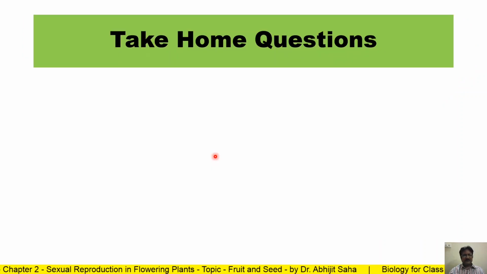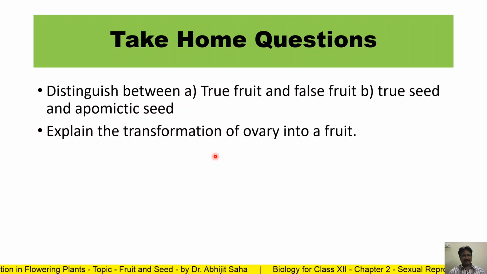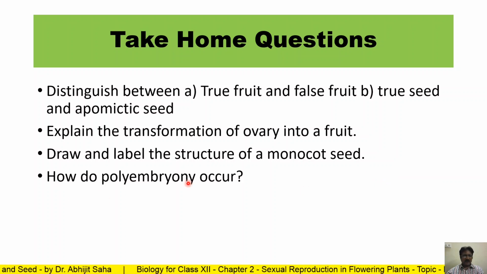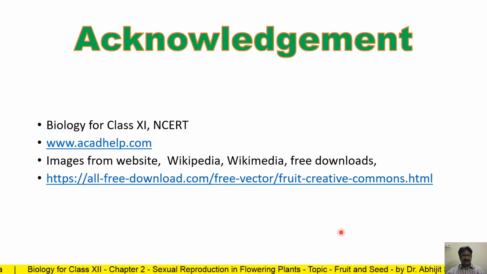And finally, we have for you some take-home questions. Number 1. Distinguish between true fruit and false fruit, true seed and apomictic seed. Explain the transformation of ovary into a fruit. How is the ovary converted into a fruit? Draw and label the structure of a monocot seed. How does polyembryony occur? And last, discuss the problems in using hybrid seeds. How can apomixis be a solution to the problem? These are some of the questions for you. Please do write down their answers.